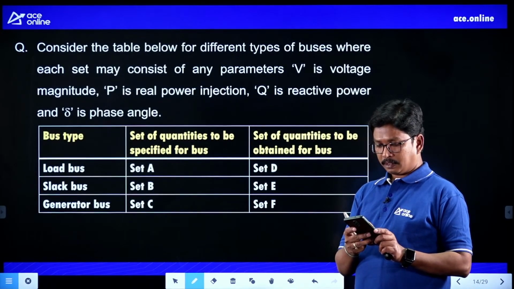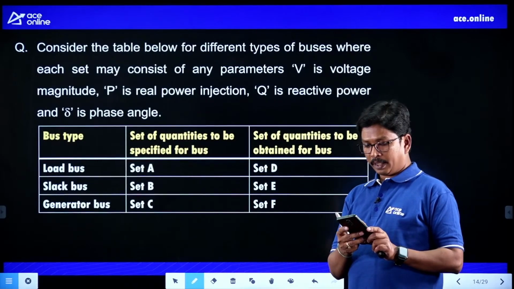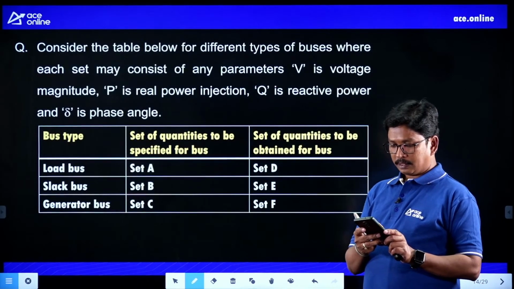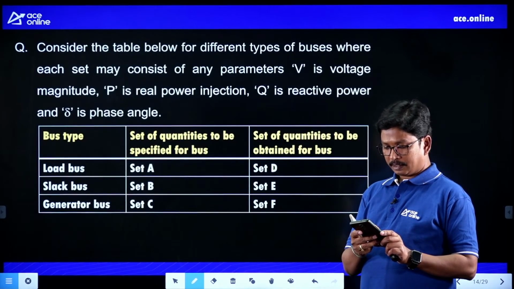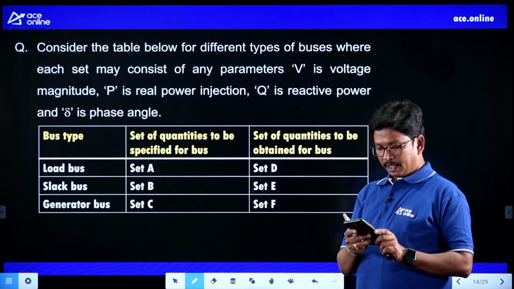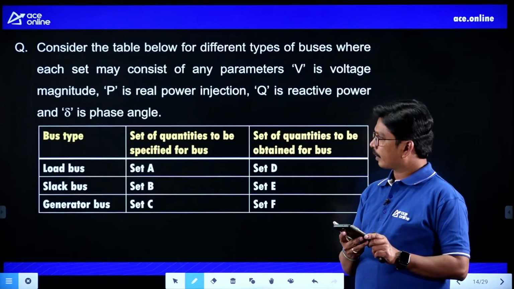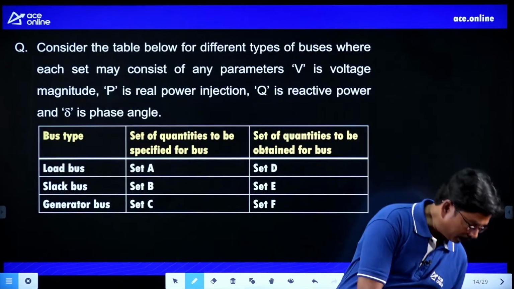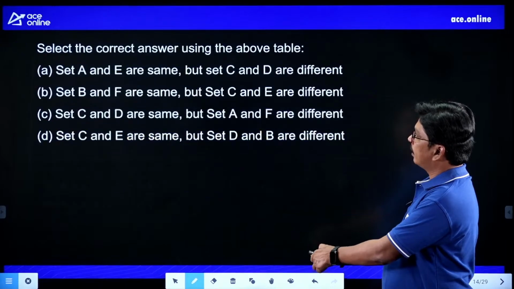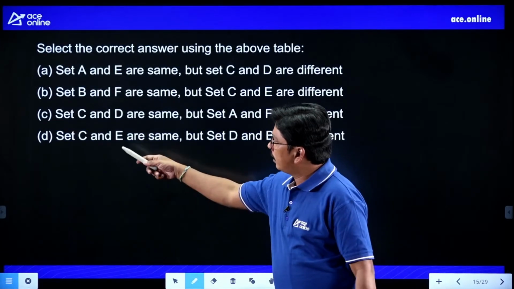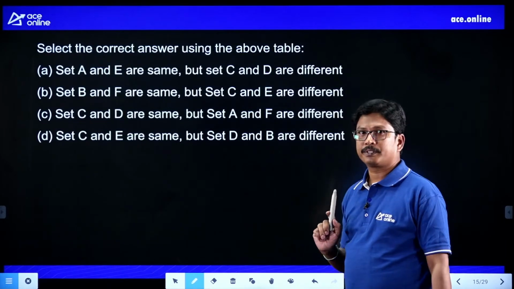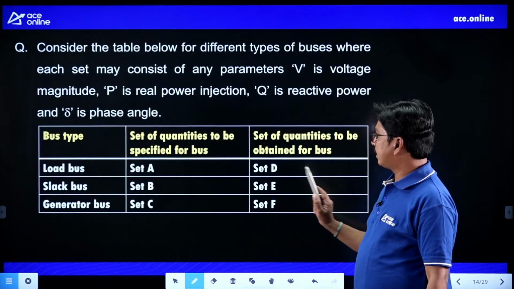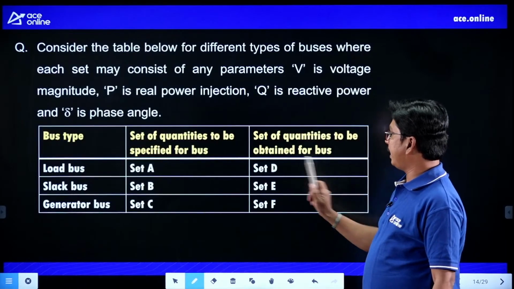Durga Prasad, Uma, Monica, Jagtap, Anita, Reddy. So Naresh Kumar has given option C, right? We'll see. What is option C? Option C is: set C and D are same but A and F are different. He is saying that C and D are same and A and F are different.